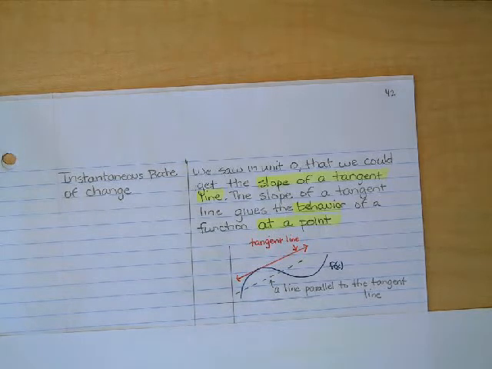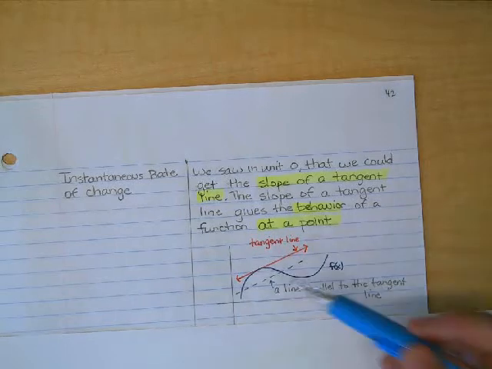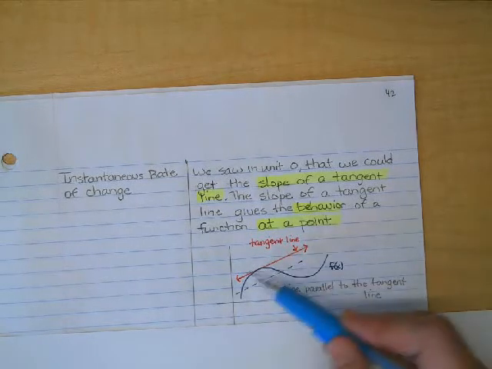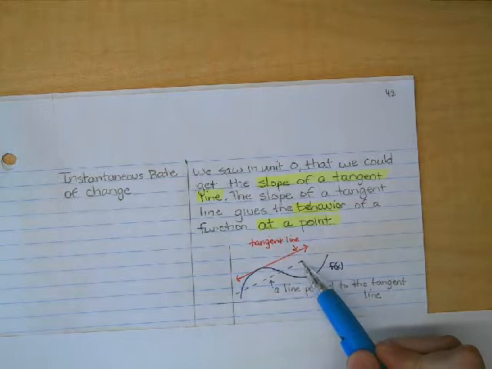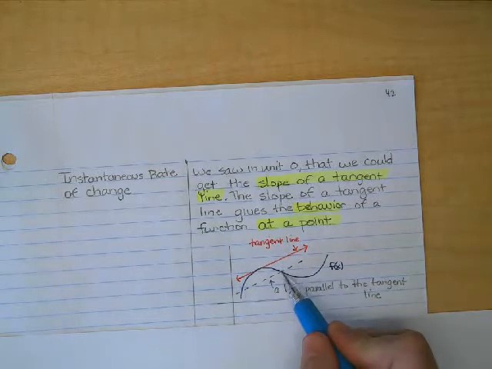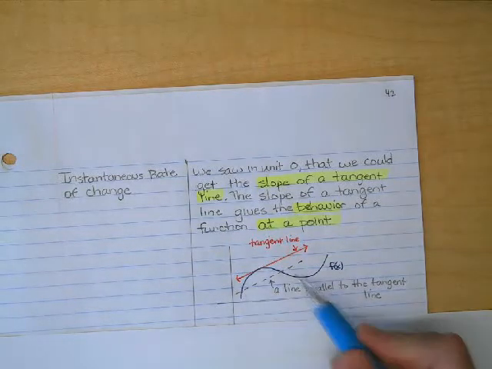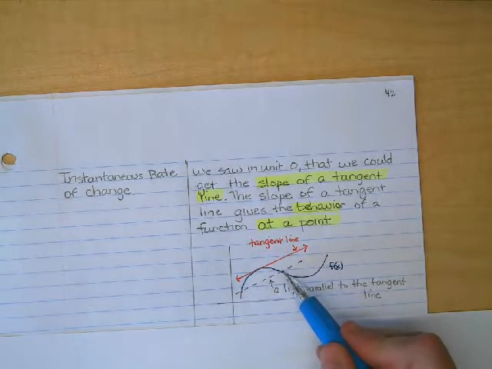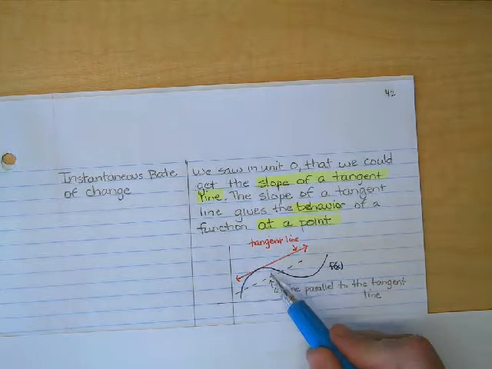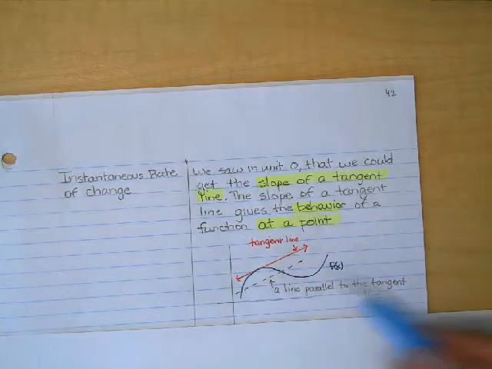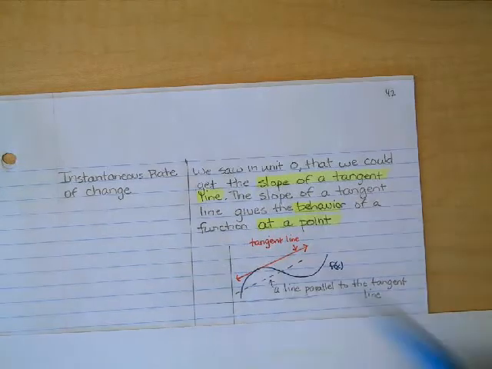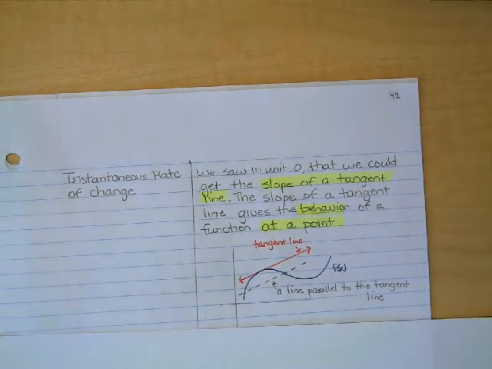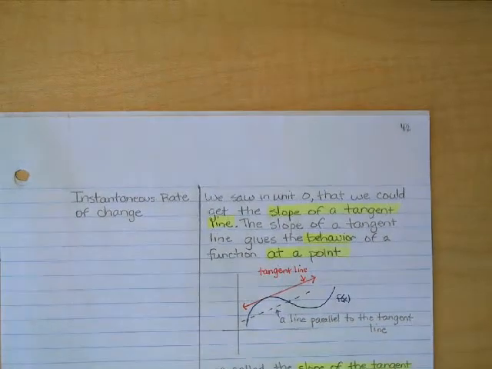Well, what we can do is find another line that's parallel to the tangent line. If we find something parallel, then we could get its 2 endpoints there, and we could calculate the average rate of change. And since the lines are parallel, the average rate of change would have to be equal to the instantaneous rate of change. Well, that's pretty cool.